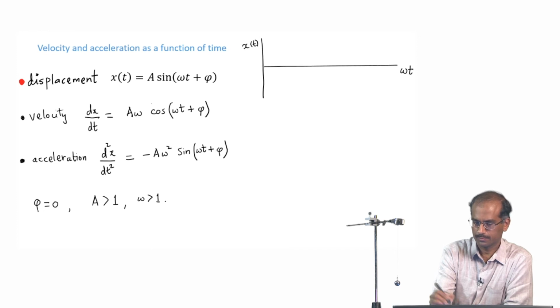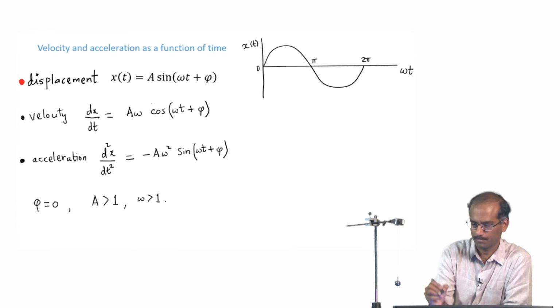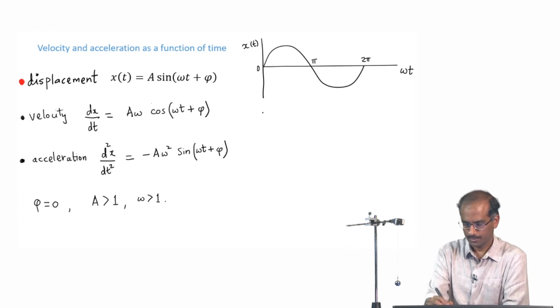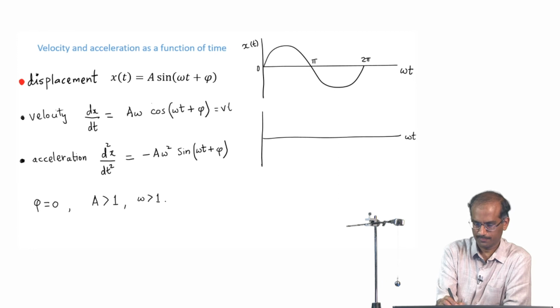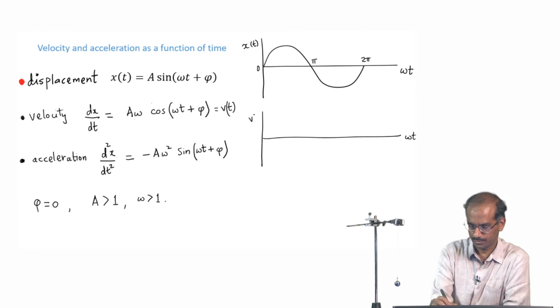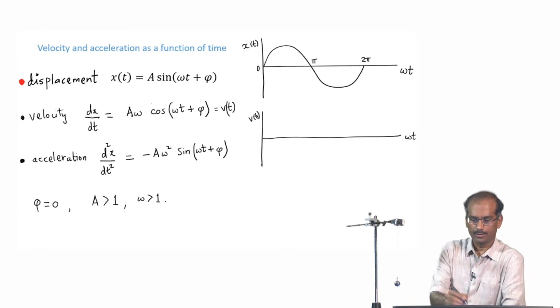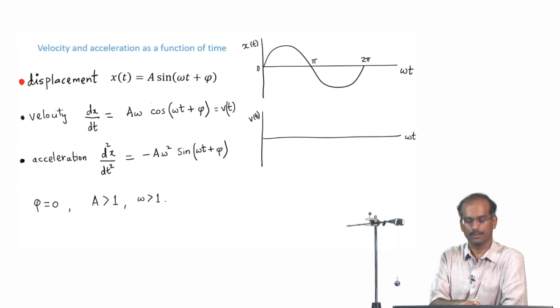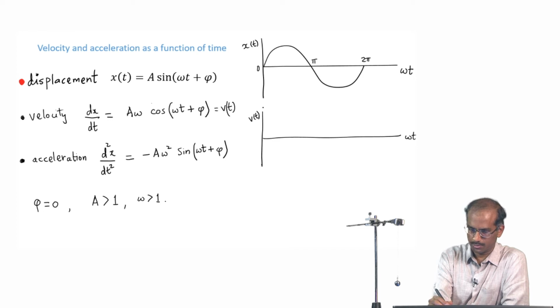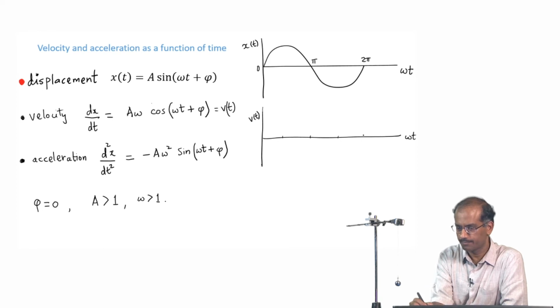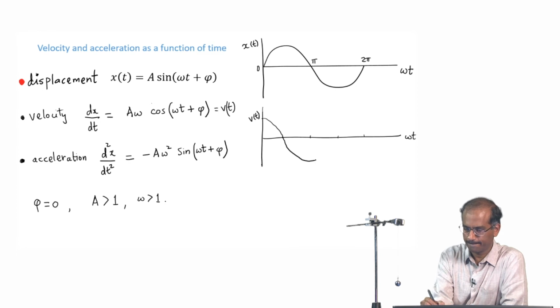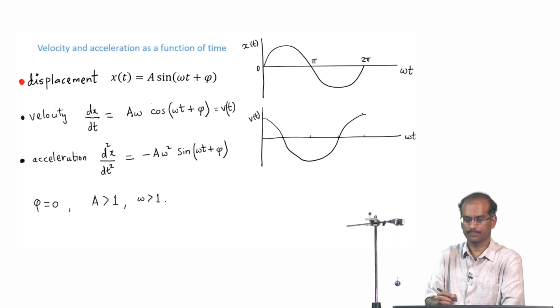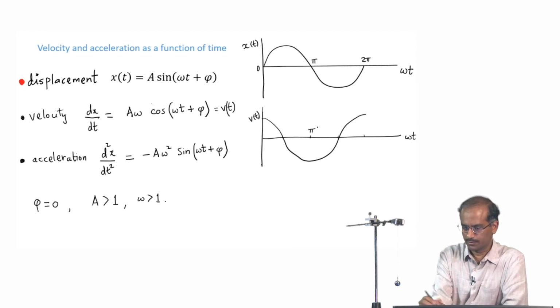So, this is x of t, and the same scale, let me see if I can plot velocity, which I will call v of t. So, this will be v of t as a function of omega t. So, this is a cosine function, and I have assumed that a and omega are greater than 1. So, it is going to look something like this. This is of course your pi and 2 pi.